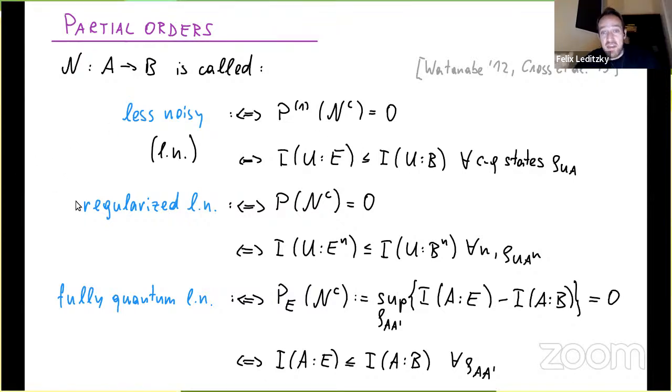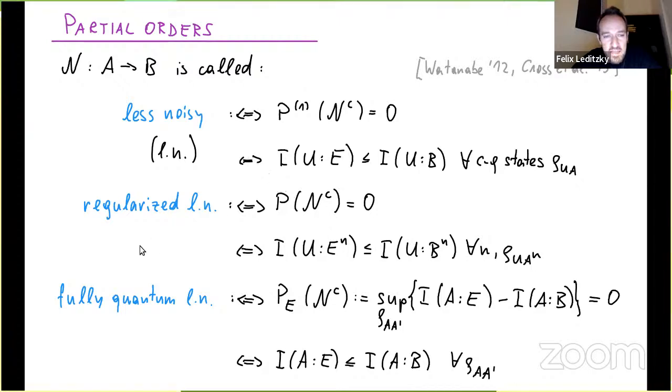Then you can now, instead of the information quantity, go to the capacity quantity, which means that you need to regularize. So you need to basically do this for all number of channel copies. So we say a channel is regularized less noisy if the private capacity of the complementary channel is 0. Or alternatively, in terms of entropies, you need to satisfy this inequality of mutual informations. But now this is actually on n input systems, and the n needs to be arbitrary.